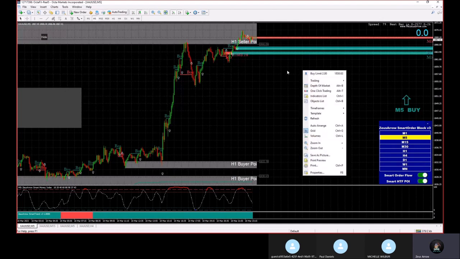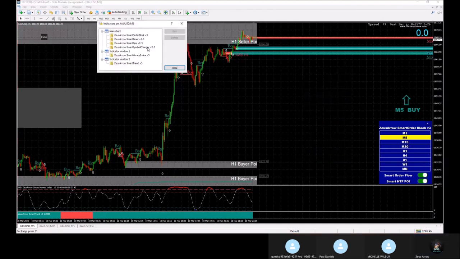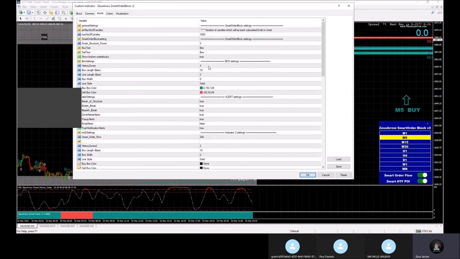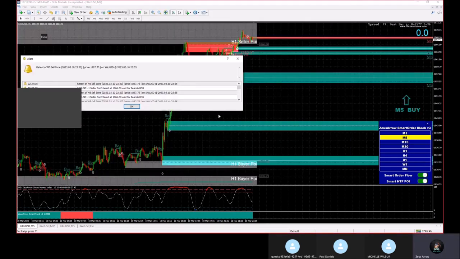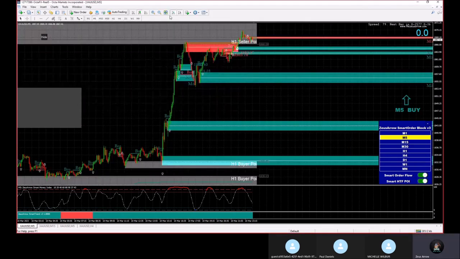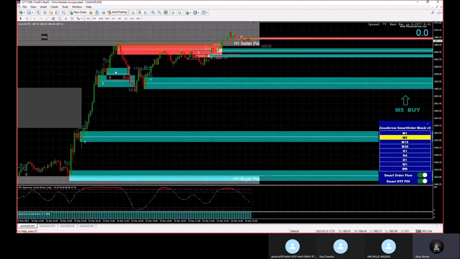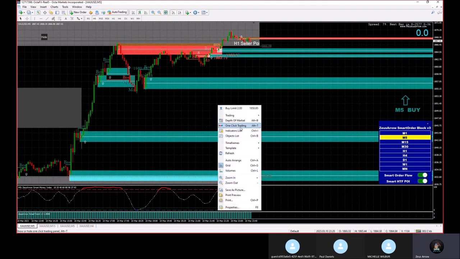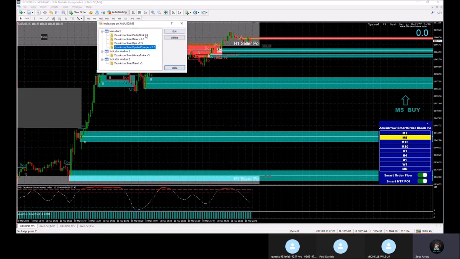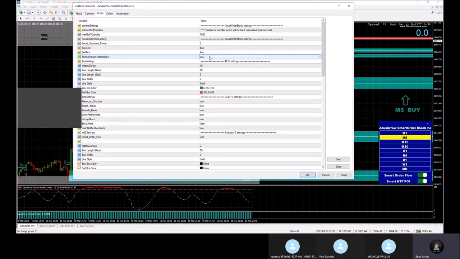That means the levels that are broken will be visible too, which I do not prefer, and those we can see here. These levels which are broken, in the previous version these were visible. I find that a little bit complicated, so that's why I have removed it. I prefer to keep it off.